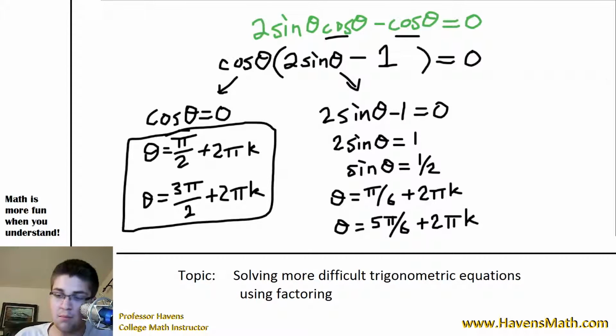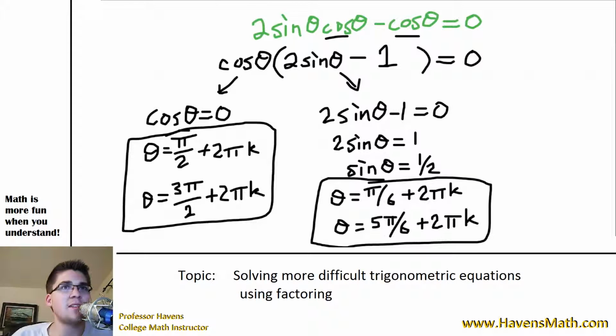And this would be more solutions. So in this particular equation, it had a whole bundle of solutions: pi over 2, 3 pi over 2, pi over 6, 5 pi over 6. Also plus 2 pi k to generalize beyond the unit circle. But there were four independent solutions just on the unit circle: pi over 2, 3 pi over 2, pi over 6, and 5 pi over 6.